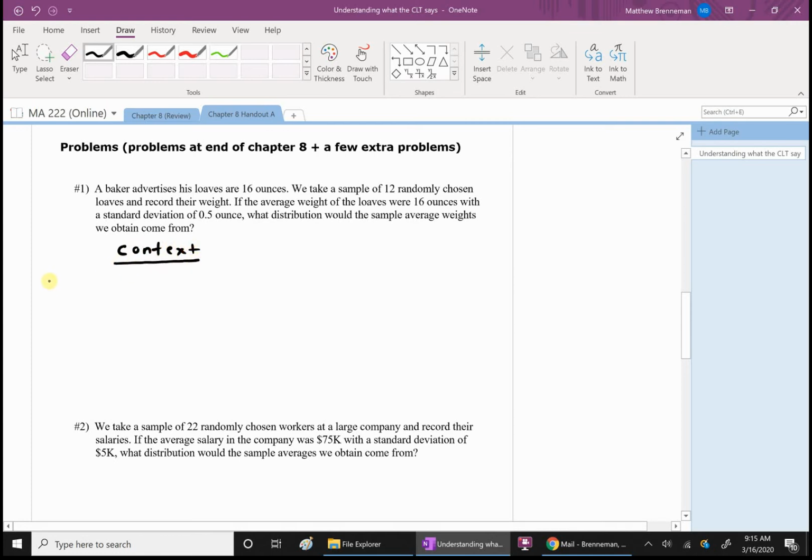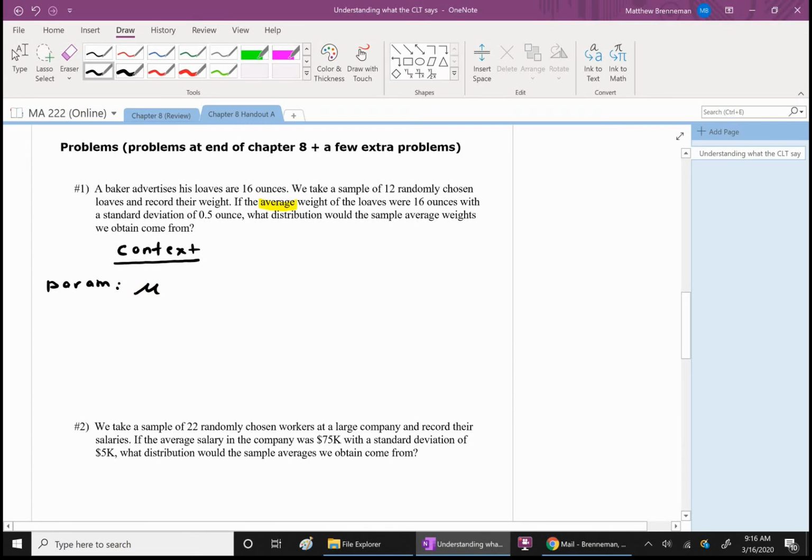And so first I want to identify what the parameter is. And when I'm reading this, what I'm looking for to identify the parameter is either an average or a percentage, right? And in this case, as I'm reading it, I come across the word average. So I know that I'm probably going to be working with the population mean.